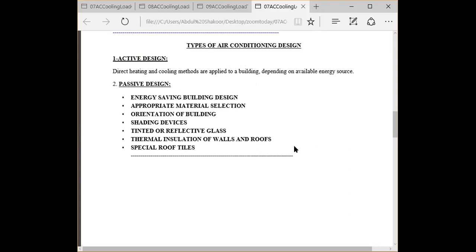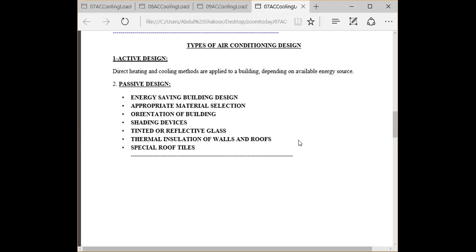So now I'll tell you in general, there are 2 types of air conditioning HVAC load calculation. This is called design. So there are 2 design procedures, design approaches. One is called active design, other is called passive design. First, I've already discussed what is active design, 4 categories of load calculation. This is active design, by calculation, applying fundamentals of heat and mass transfer.